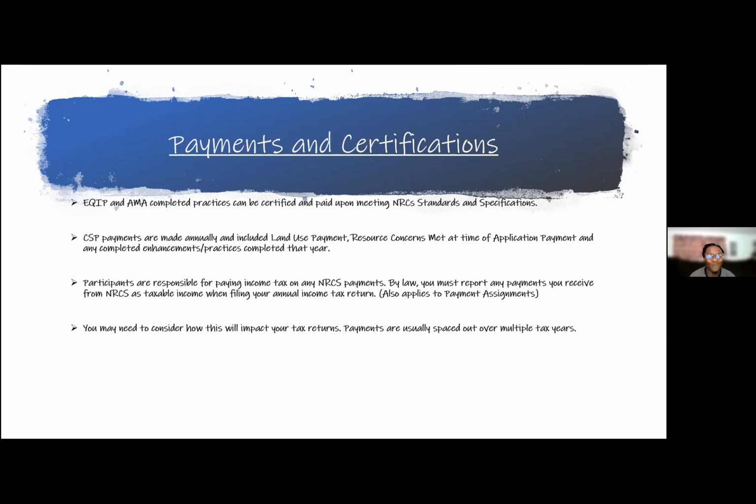Participants are responsible for paying income tax on NRCS payments. They are taxable income. By law, you must report any payments you receive from NRCS as taxable income when filing your income tax. This also applies to payments that are assigned to contractors or other entities. Even though those payments are going to someone else, the contract holder is still responsible for the taxes.